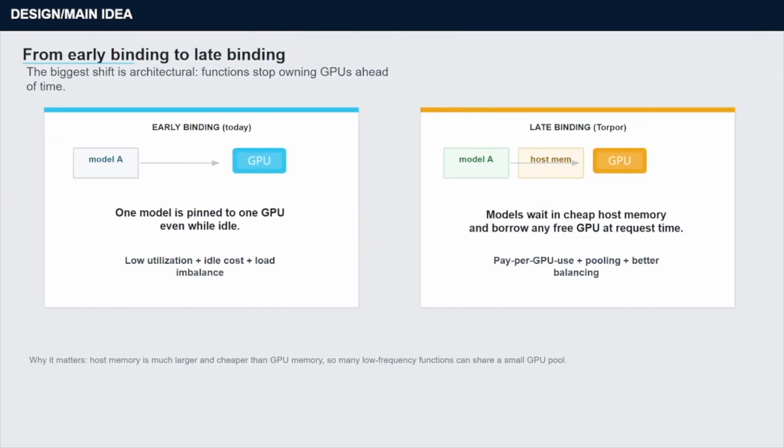From early binding to late binding, the biggest shift is architectural. The functions stop owning GPUs ahead of time. So as you can see two comparisons of early binding and late binding. One model is pinned to one GPU even while idle. This has low utilization and idle costs and load imbalance. And then late binding models wait in cheap host memory and borrow any free GPU at request time, and it's pay per GPU use and has good pooling and better balancing.